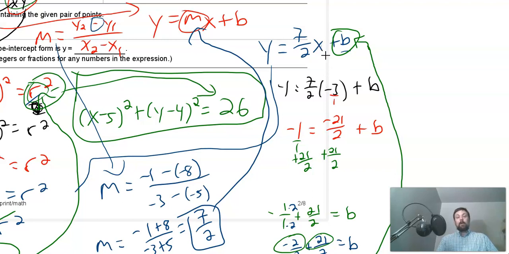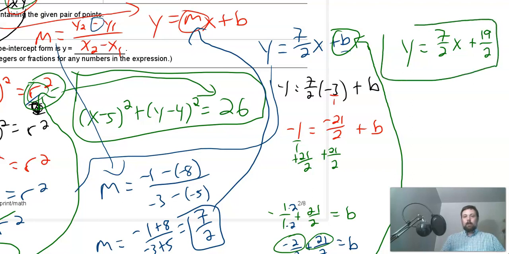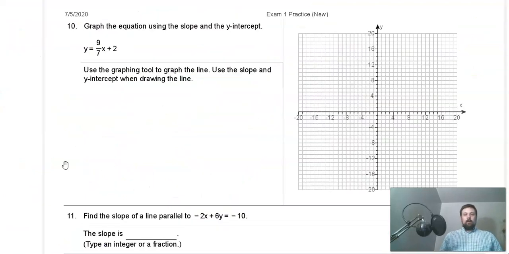Again, I'm done with these numbers. I'm back to my variables, right? I want x and y there, but now I have this new piece of information, b, so I'm going to plug that into my formula now, and I get y equals 7 halves x plus 19 halves. And that's the equation of the line that passes through those 2 points. All right, let's take a look at the next page.